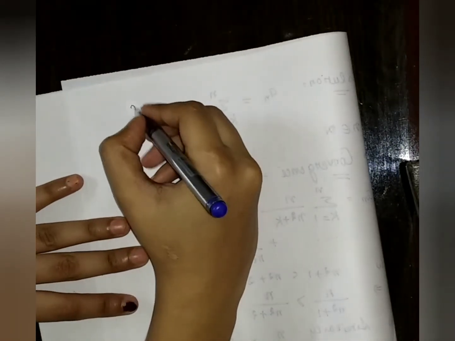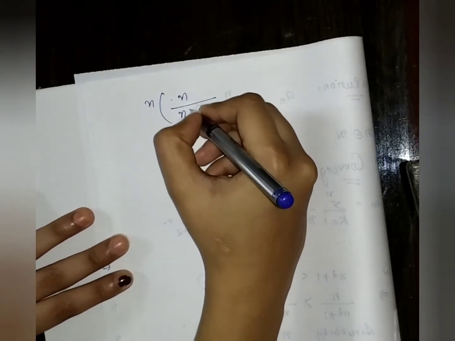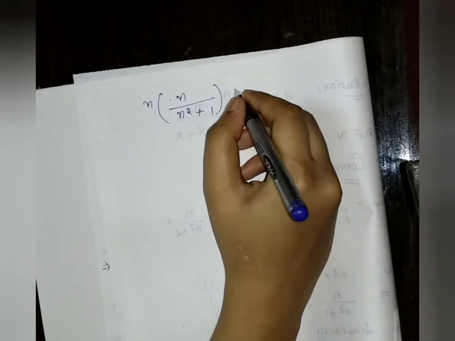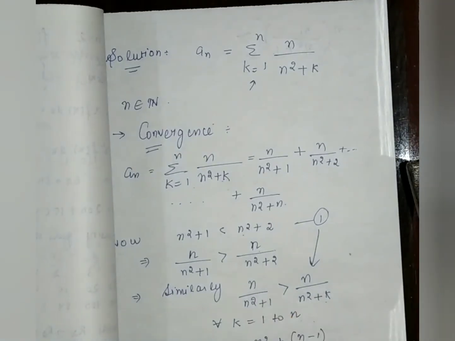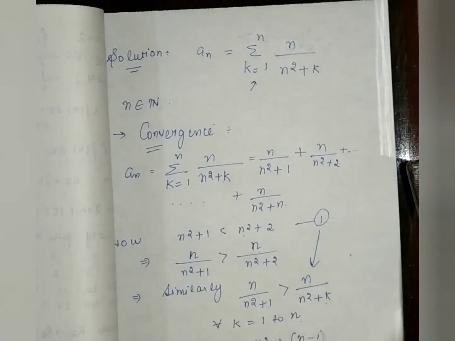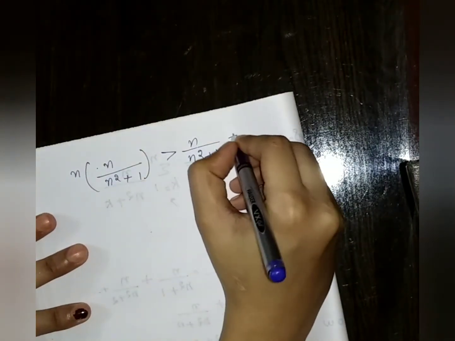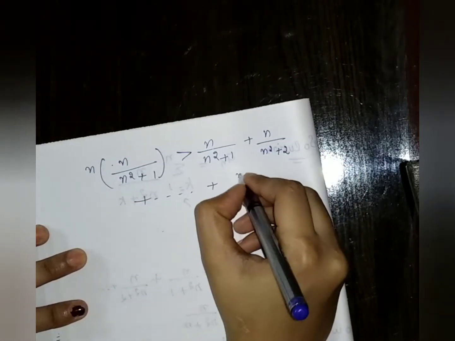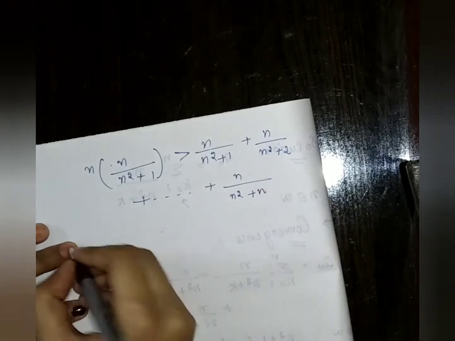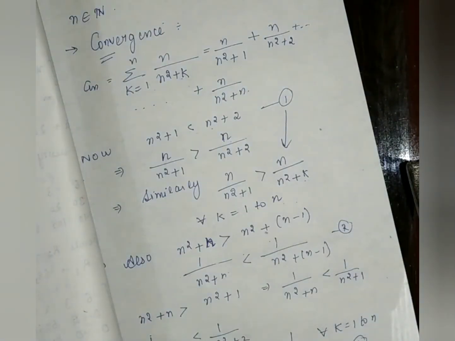So we get n times n upon n square plus 1 is greater than n upon n square plus 1 plus n upon n square plus 2 and so on plus n upon n square plus n. Also, from the third part we conclude another thing.